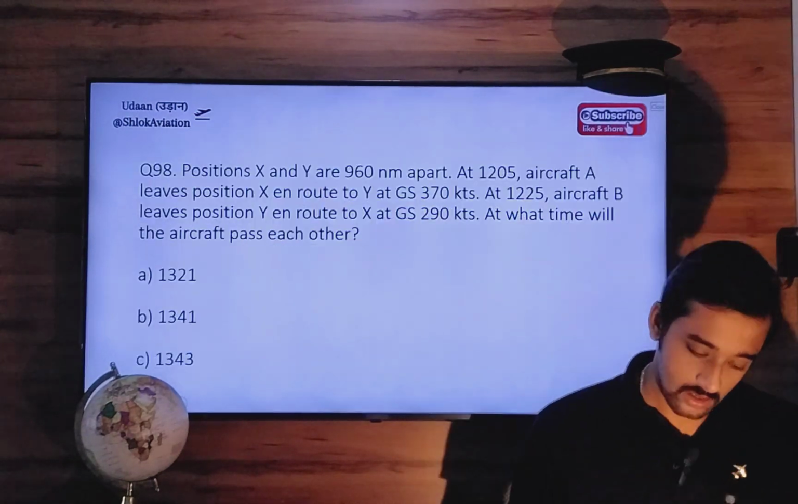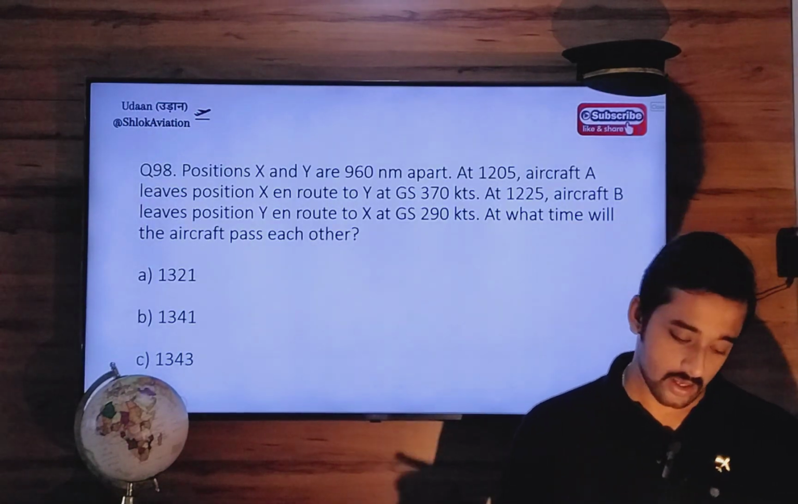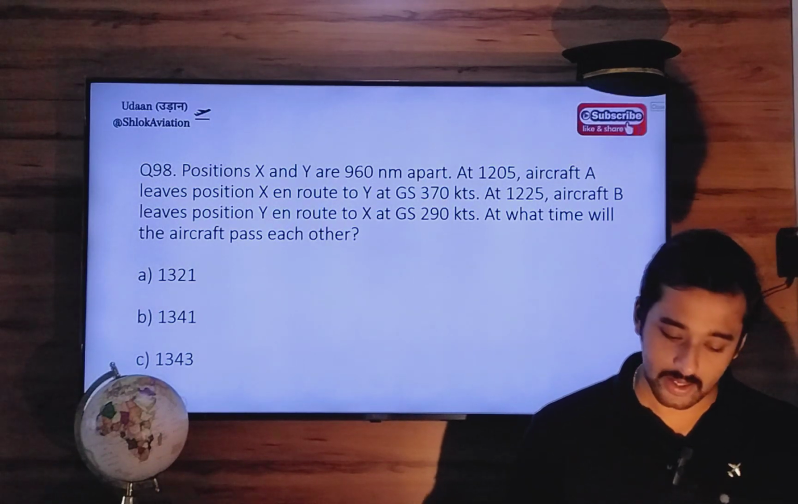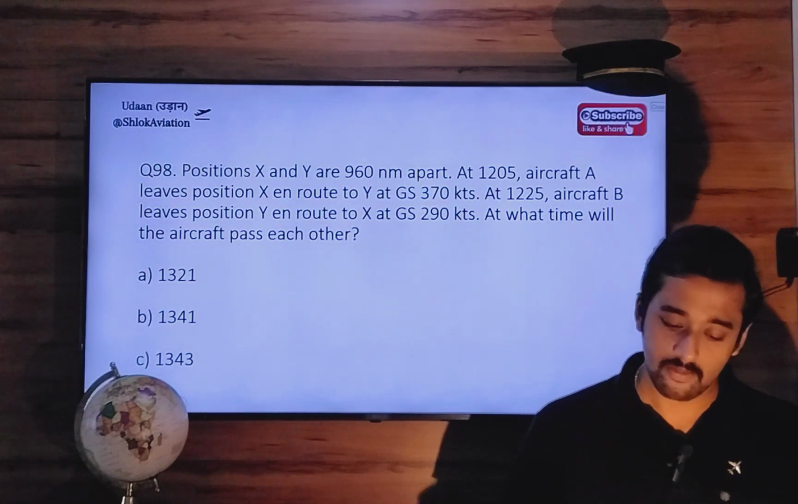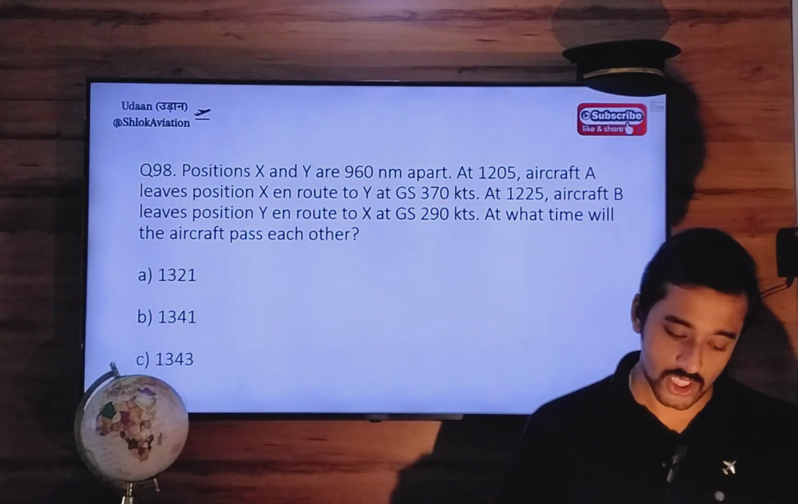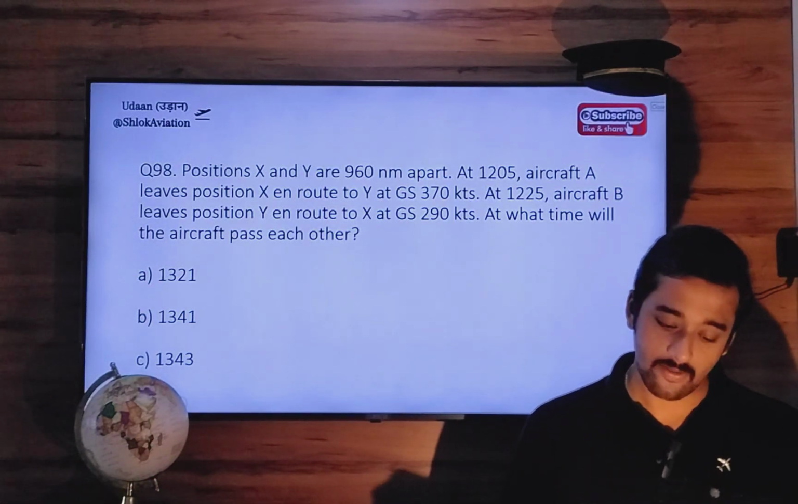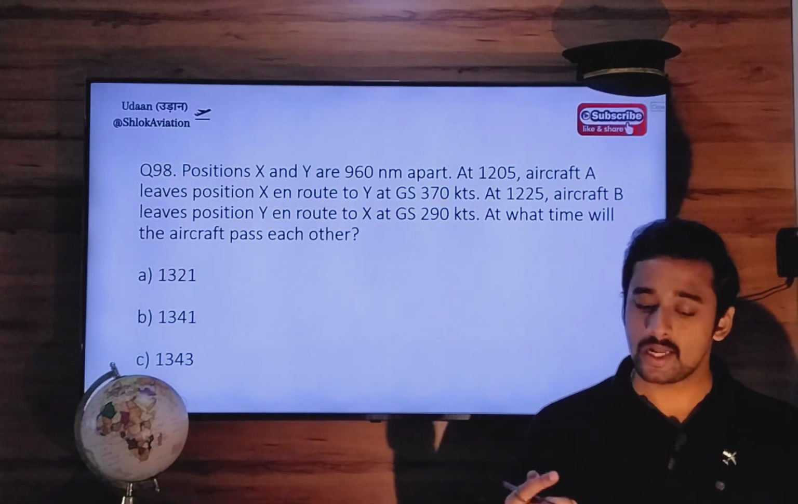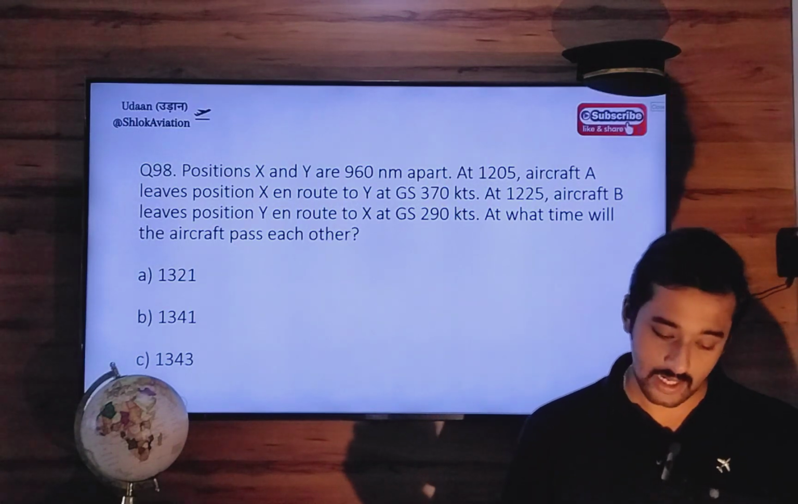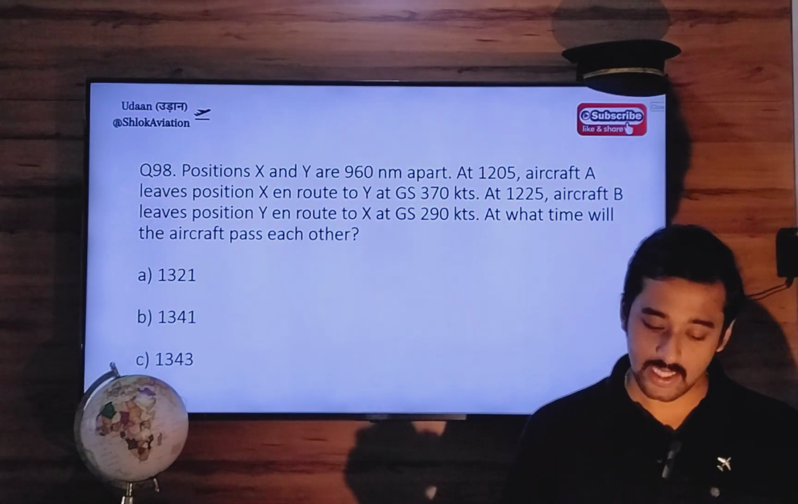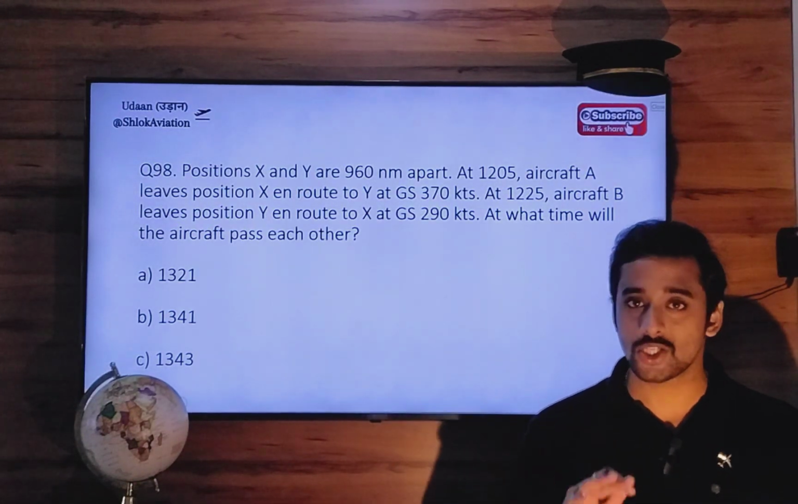Next, question number 98. Positions X and Y are 960 nautical miles apart. At 12 o'clock 5 minutes, aircraft A leaves position X en route to position Y at a ground speed of 370 knots. 20 minutes later, at 12 hours 25 minutes, aircraft Bravo leaves position Y en route to X at another speed of 290 knots. At what time will they pass each other?